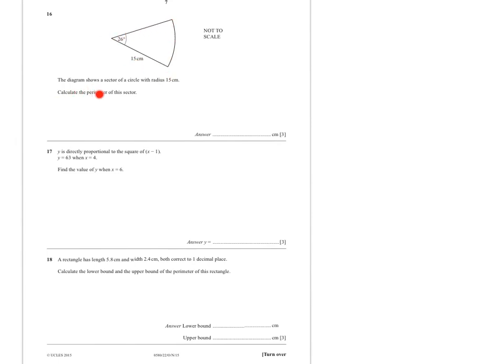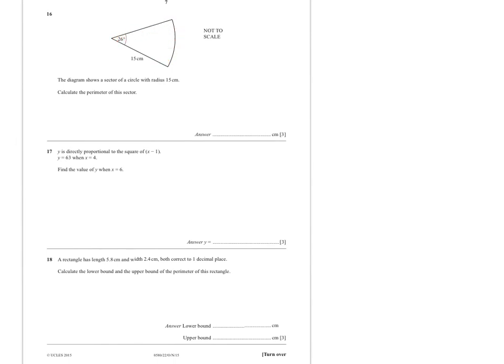The diagram shows a sector, a part of the area of a circle, a sector of a circle with radius 15 centimeters. And we also see that angle 26 degrees. Calculate the perimeter of this sector. Beautiful question. They could ask what is the sector area, or what is the arc length, the length of that piece of the entire circumference. But now they're asking the perimeter of the sector. So that is going to be 15 plus 15 plus the arc length.